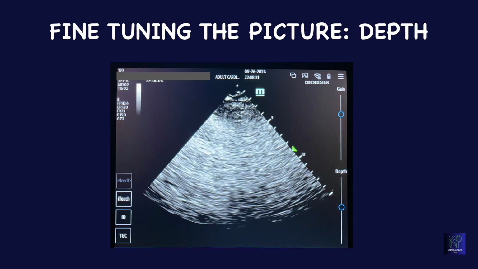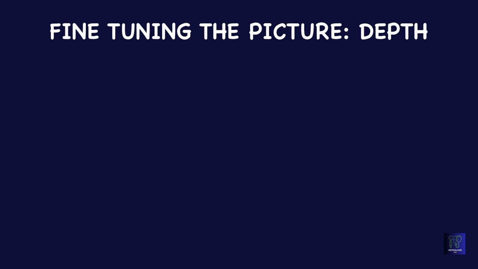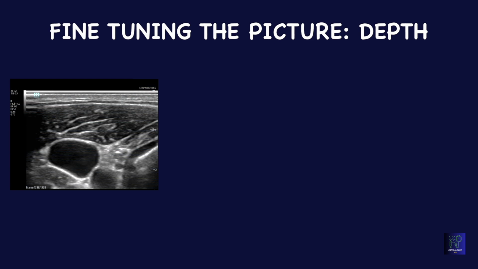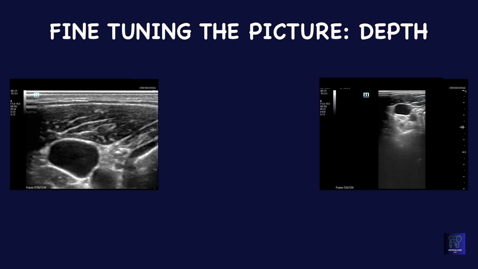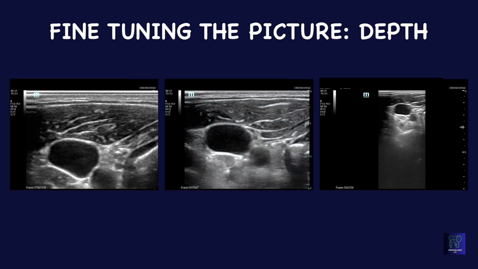The next important setting is the depth. Let's say I want to place a central venous line in this internal jugular vein. I want to make sure that I have good visualization of the internal jugular vein and the adjacent carotid artery. This picture is too shallow because I don't have complete visualization of the artery. This picture is too deep because there's a lot of extra space in the bottom half of the screen that I don't need. This is the optimal depth where I can visualize vein and artery completely.